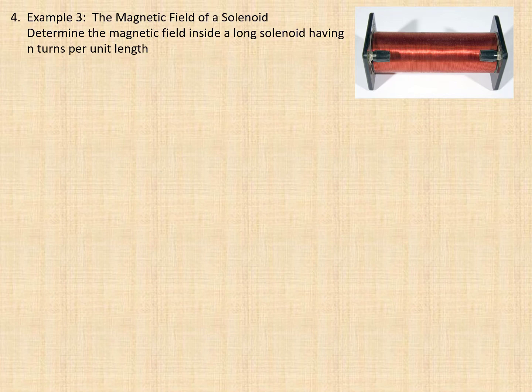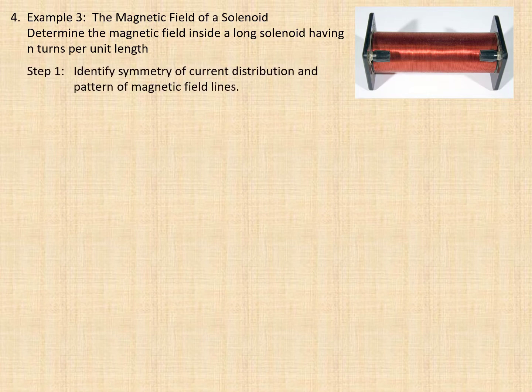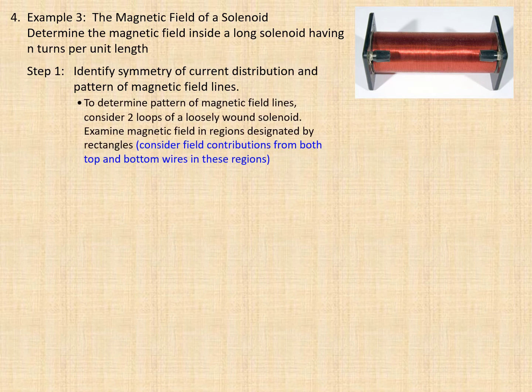The turns of wire can overlap each other as well as exist adjacent to each other. The most common geometry for the solenoid is to have circular turns of wire. It's important that we distinguish between the field region inside of the solenoid and outside of the solenoid because, as we'll soon see, it's the difference in field strength between these two regions that make the solenoid so useful in technology. So as always, we'll start by identifying the symmetry of the current distribution so that we can determine the pattern of the magnetic field lines. Now, to determine the magnetic field line pattern, we're going to consider two loops of a loosely wound solenoid.